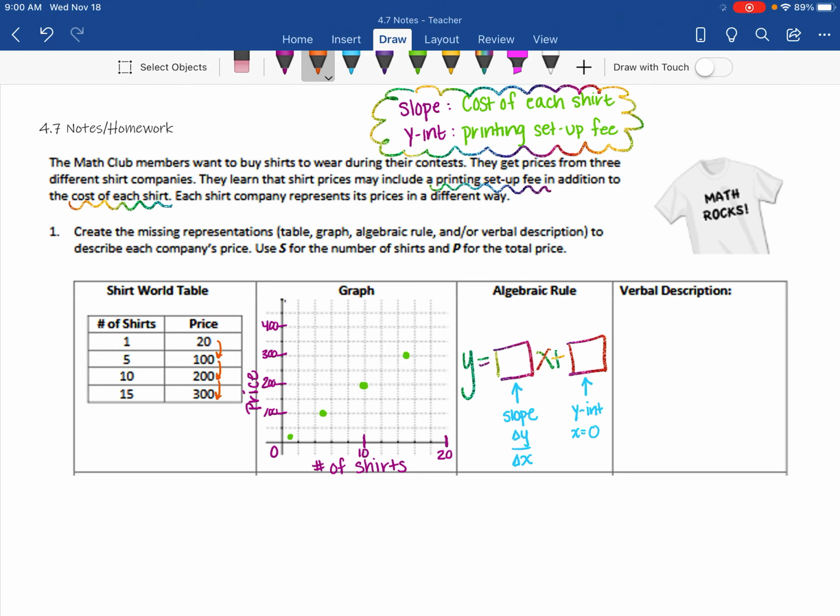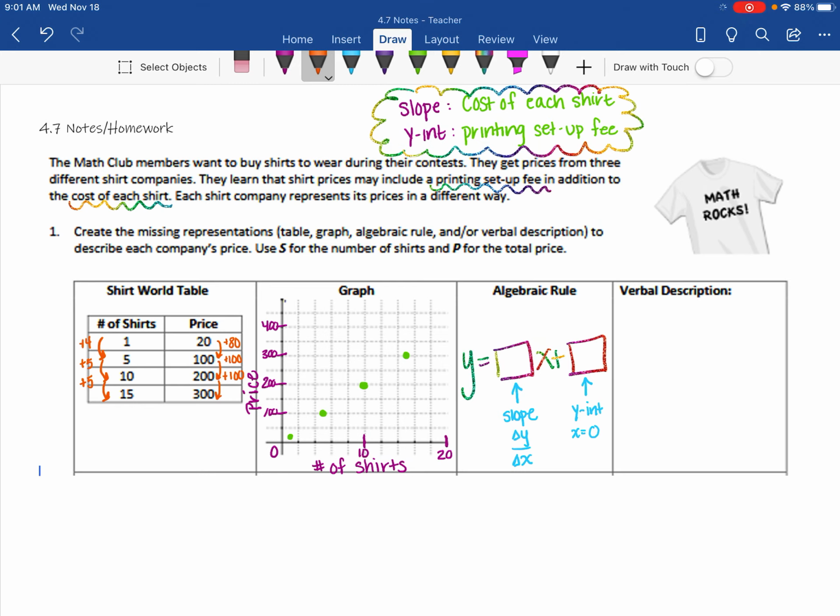So from 20 to 100, I'm adding 80. From 100 to 200, I'm adding 100. 200 to 300, I'm adding 100. Now I'm going to go on my x column, and I'm looking at 1 to 5. 1 to 5 is adding 4. 5 to 10 is adding 5. 10 to 15 is adding 5.